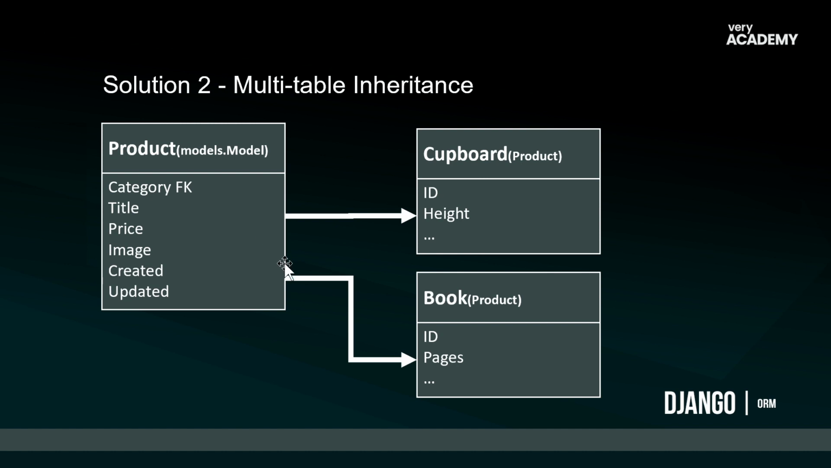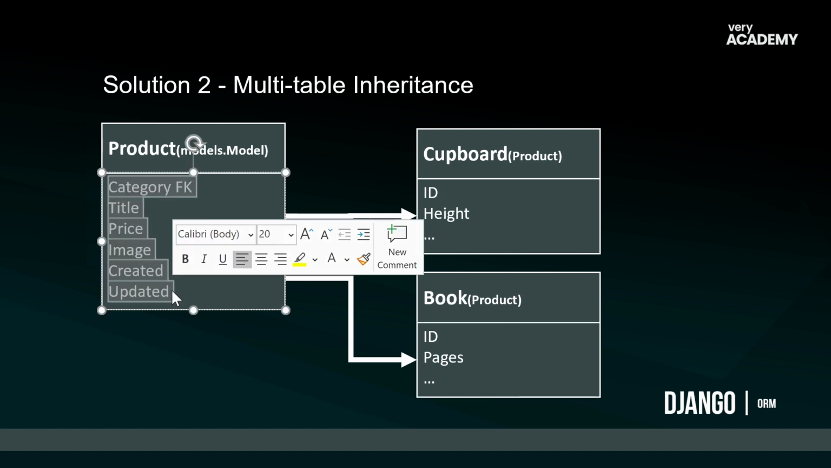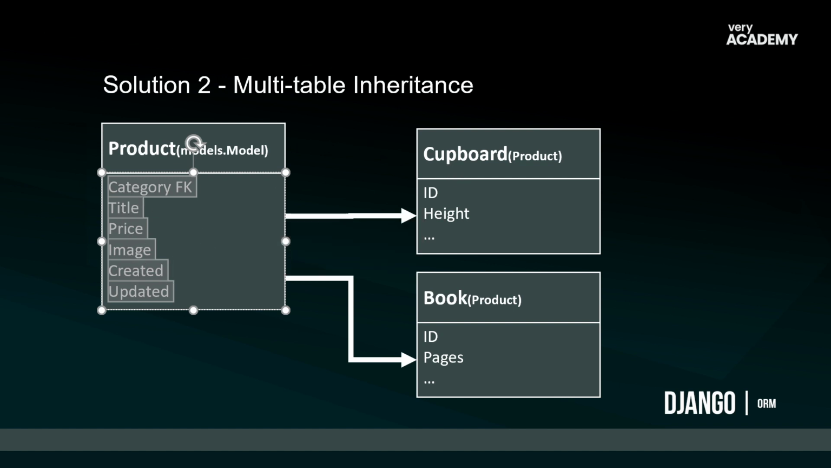But whereas the multi-table inheritance made a table, or Django made a table, for each of these classes, what happens now when we use the abstract method is that all of these attributes, or all of these fields in our table, will basically just get copied across to cupboard and book, as well as their individual components or fields that have been described inside of their classes or inside of their tables.